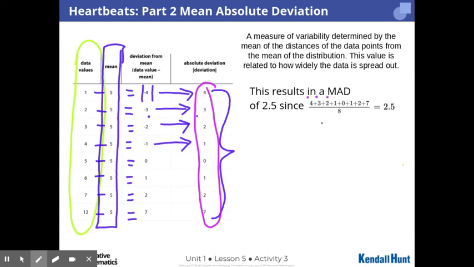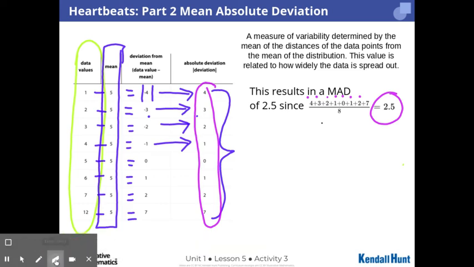4 plus 3 plus 2 plus 1 plus 0 plus 1 plus 2 plus 7. There are 8 values. So we're going to add those up and divide by 8. And we get a mean absolute deviation of 2.5. So that tells us that most of the data points are about 2.5 units or values from the mean in our data set. Okay, so it's just another way to look at how spread out the data is.